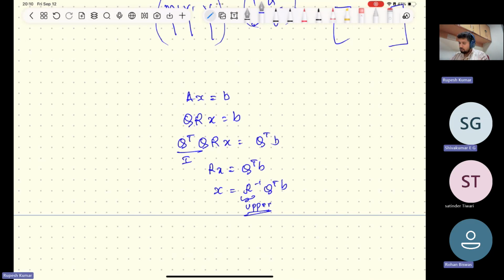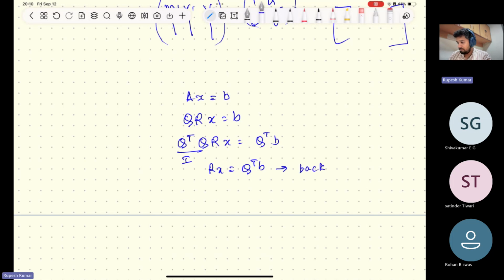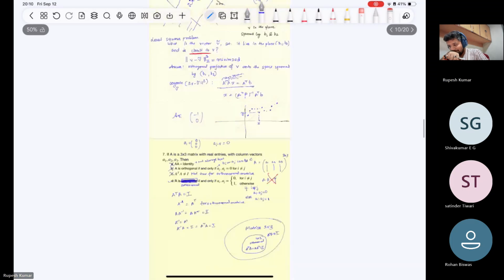You don't need to compute the inverse; it is straightforward back substitution here. You simply do back substitution. Yeah, that's a very basic use case. Nice, sir. Got you.